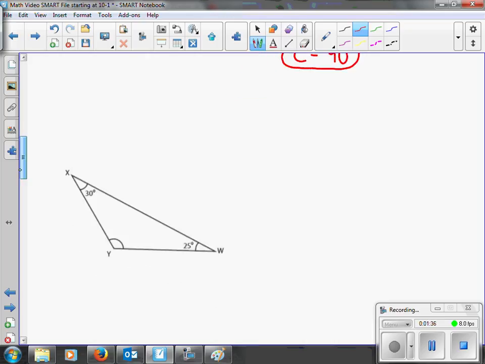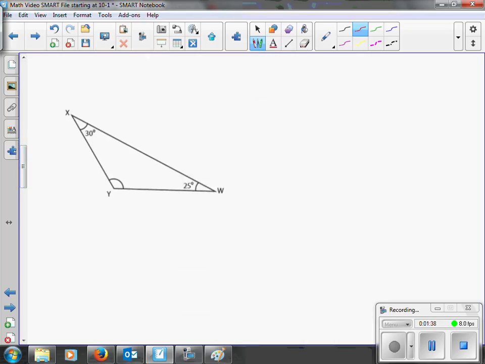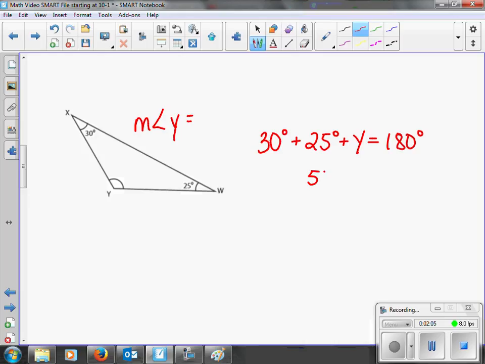Okay, next one. We have another problem here. I give you two angles. You need to find the third. In this case, we're looking for the measurement of angle Y. So we just set up our problem here. We have 30 degrees plus 25 degrees plus Y equals 180 degrees. Everything equals 180 degrees inside a triangle. So 30 plus 25 is 55. Again, we plus Y, all that should equal 180 degrees.